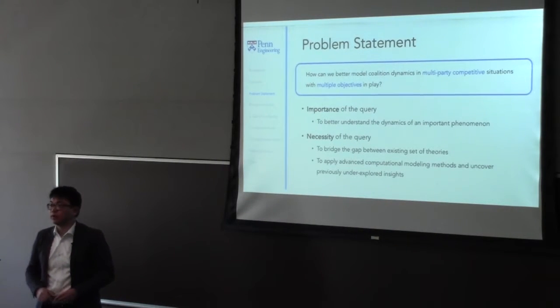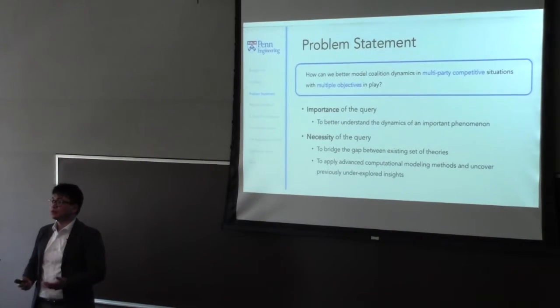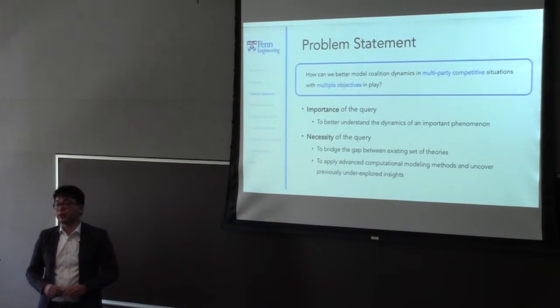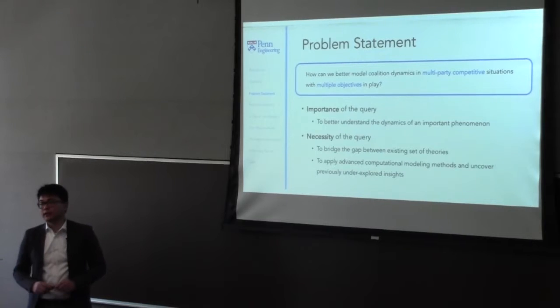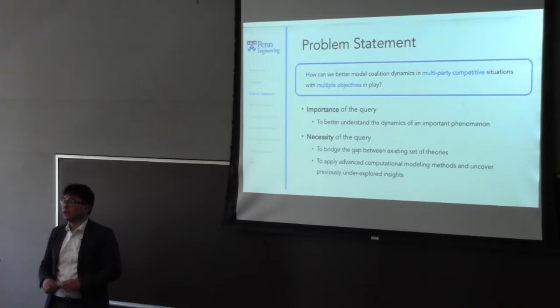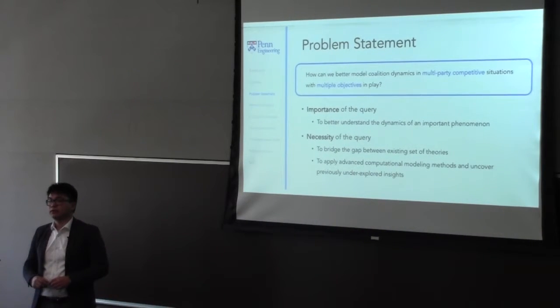The necessity of the query, so why am I doing this? Why do we do it in the ABM approach? Why do we study it in a multi-objective framework? There are two. The first thing is that we would like to bridge the gap between existing set of theories, and as you will see, there are many coalition theories stem from different fields of study, and they are similar in a way. They're different, they're complementary, but there's not really much of a computational model that binds everything together to solve most of the limitations each model somewhat carries.